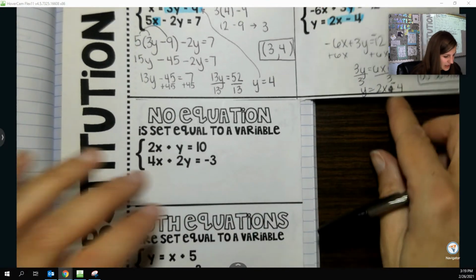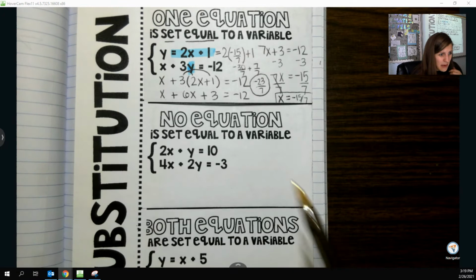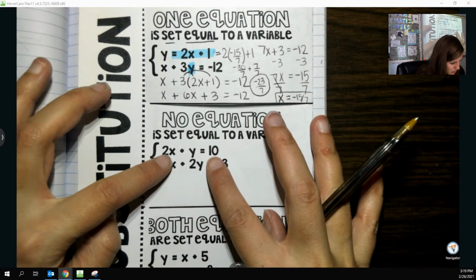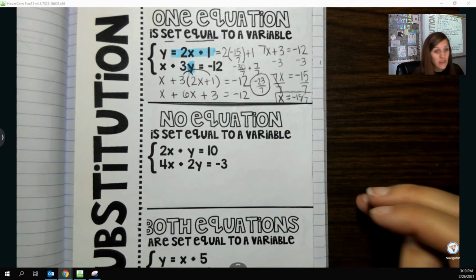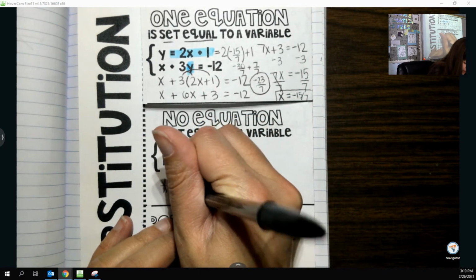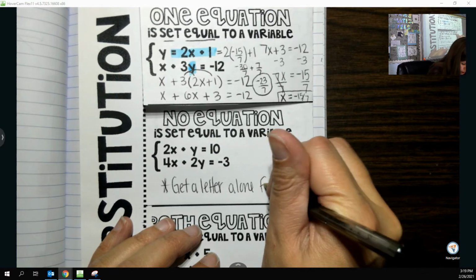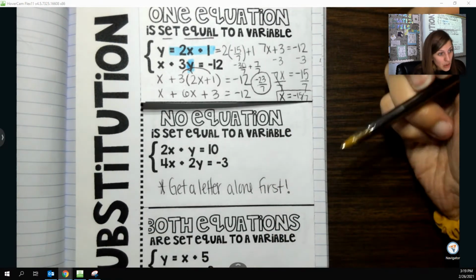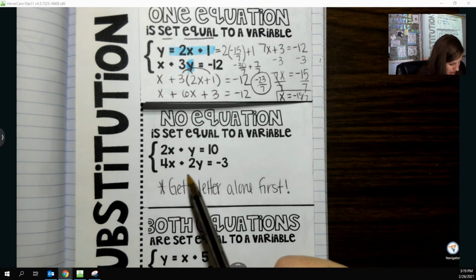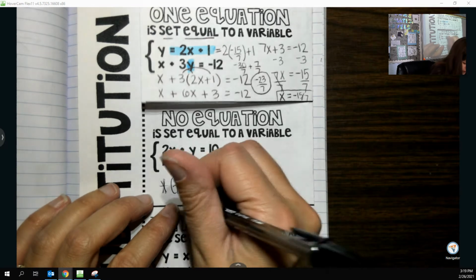Let's try another. Now, another type of substitution problem is maybe when no equation is set equal to a variable. So like this doesn't say y equals or x equals anywhere. So if that happens, what I need to do is get a letter alone first. The way to tell which letter will be easiest to get by itself is to look at all the letters, and if there is no number on it, that's the one you're going to want to get by itself.